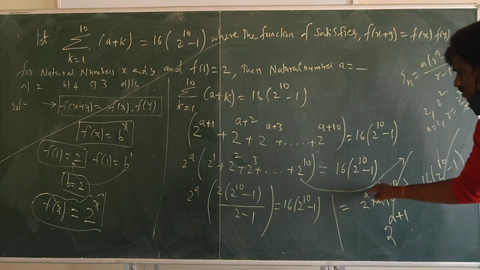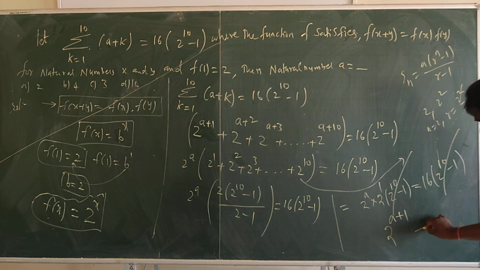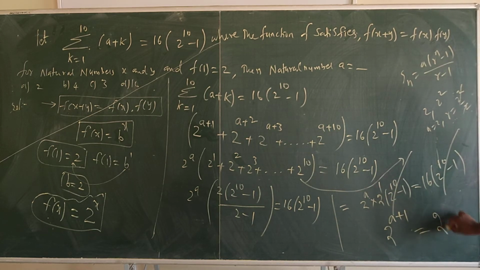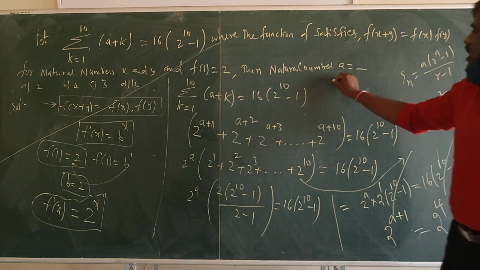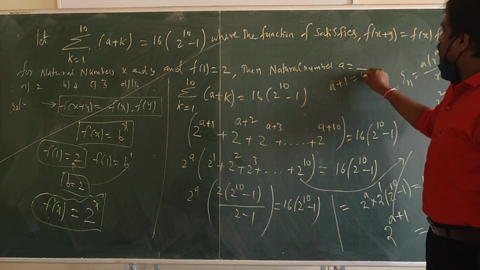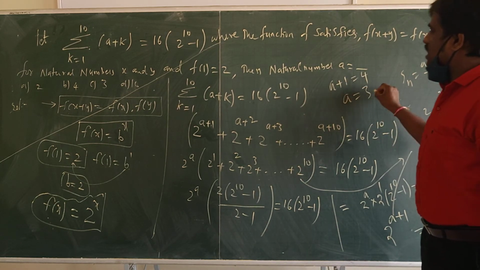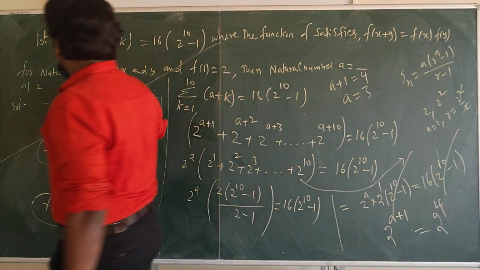If the bases are equal, powers will be added. Is equal to 16, which can be written as 2 to the power of 4. So now bases are equal, exponents will be equated. So A plus 1 is equal to 4. A is equal to 3 is the answer. C is the right answer.